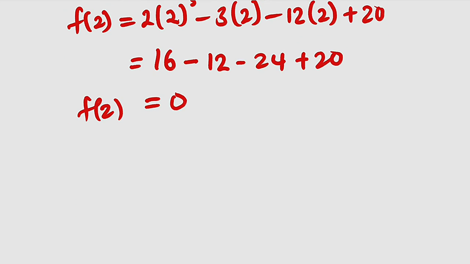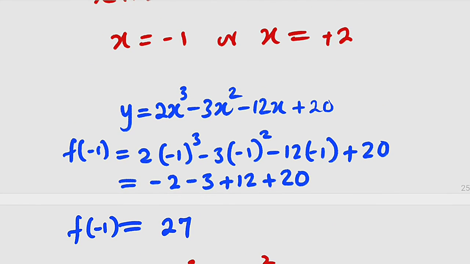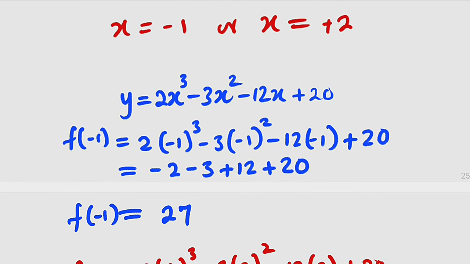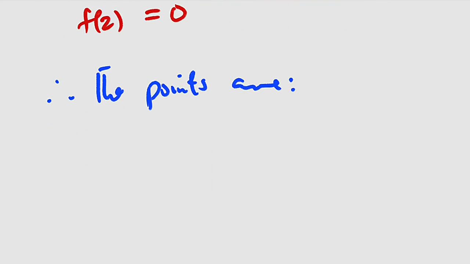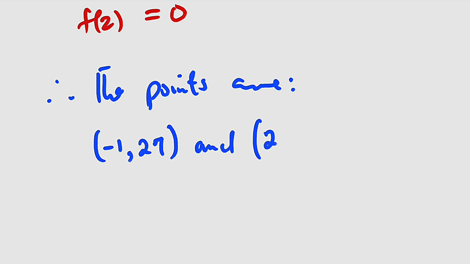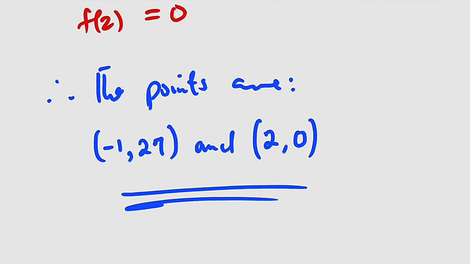So we conclude that the points we have: when x equals negative 1, y is equal to 27, negative 1, 27, and when x is 2, we have y equal to 0, and hence these are the points on the curve where the curve is parallel to the x-axis.